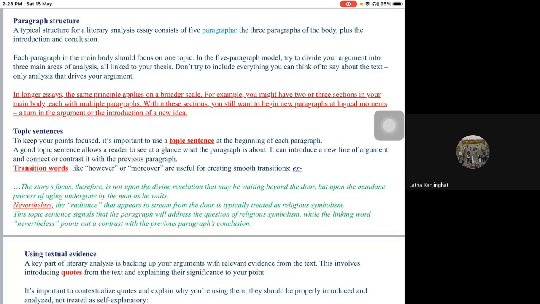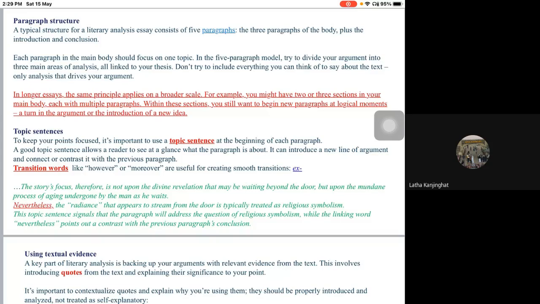The contrast comes out in the next paragraph. And how does the contrast come out? By using this word nevertheless, right? So nevertheless brings out the contrast. It's an example of the use of a transition word to help bring out a contrast. Now, it's not necessary that it always has to bring out a contrast. It can also be putting forward the same idea.